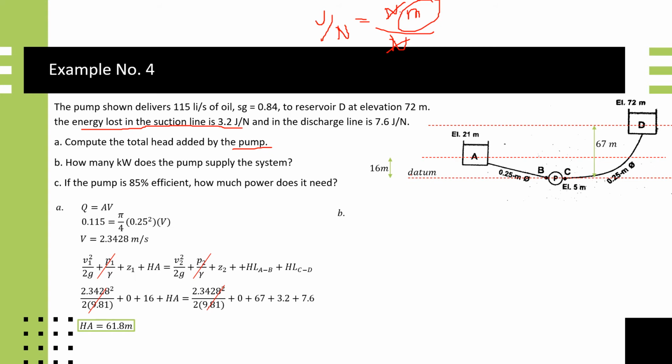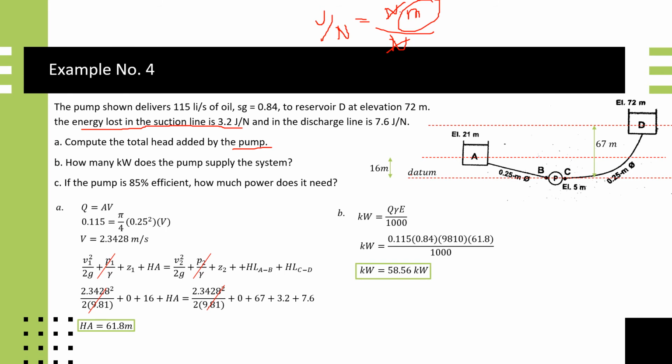Letter B, compute the power. Yan. KW is equal to Q gamma E over 1,000. E depends on kung ano yung given, kung pump system siya, HA yan. So, KW is equal to Q. Mayroon tayong Q, which is 0.11115. Meron tayong gamma na 9810 times DSG na 0.84. And multiply mo siya sa energy na 61.8 na na-compute mo sa letter A. Over 1,000. Yan, final answer, 58.56.